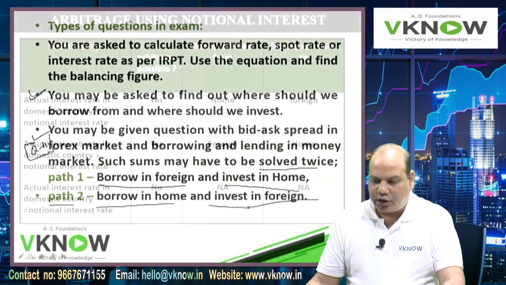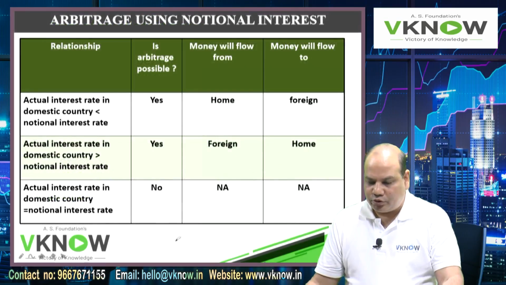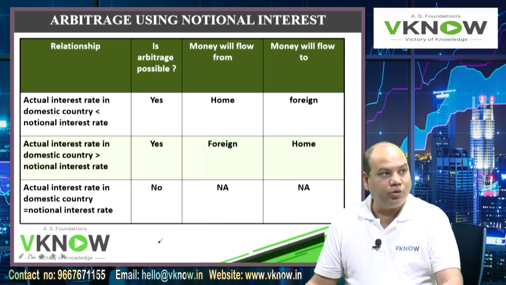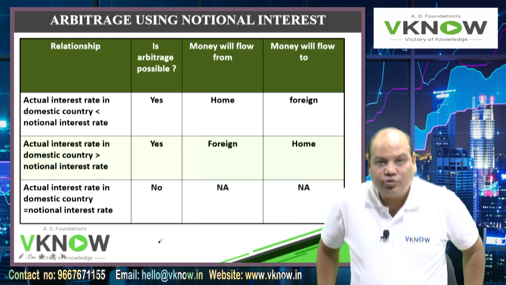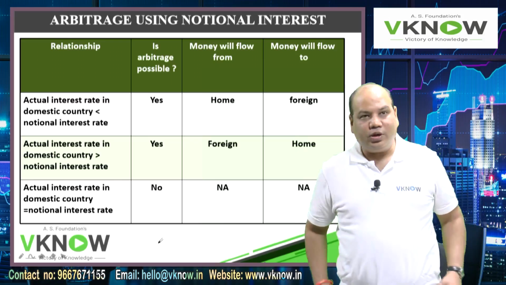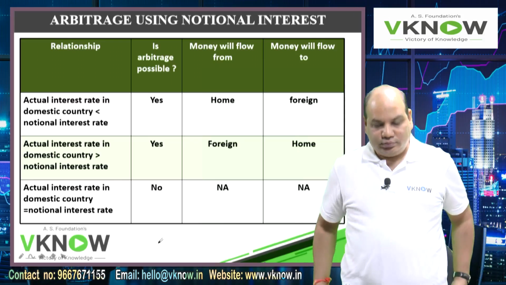So these are the three types of questions they will ask you. One, find out the forward rate or find out the spot rate or find out the interest rate given the other three variables. Second, one-way quotation is given and you have to find out where you will borrow from and where will you invest. And the third is two-way quotation is given and they will ask you to check where will you borrow from and where will you invest.